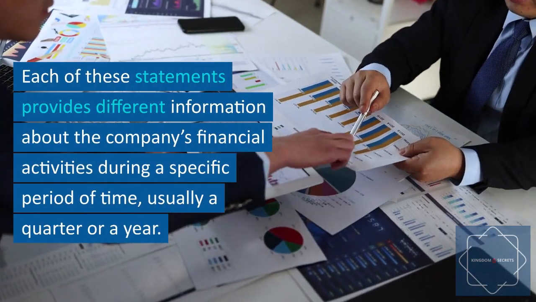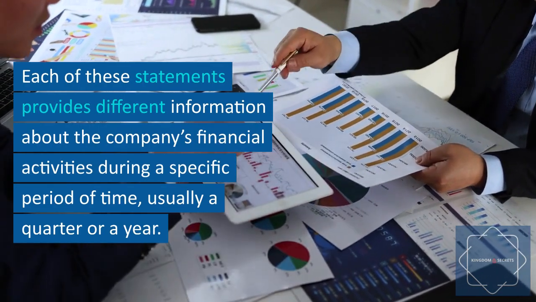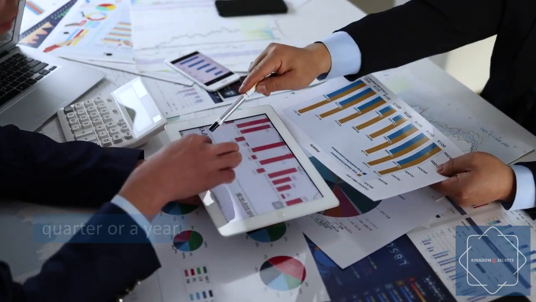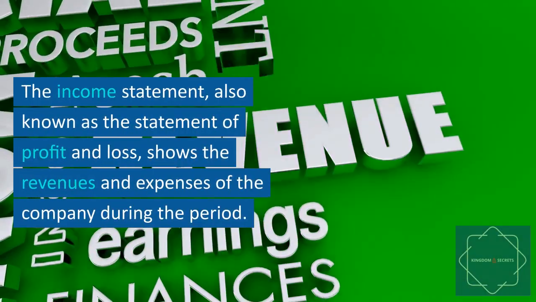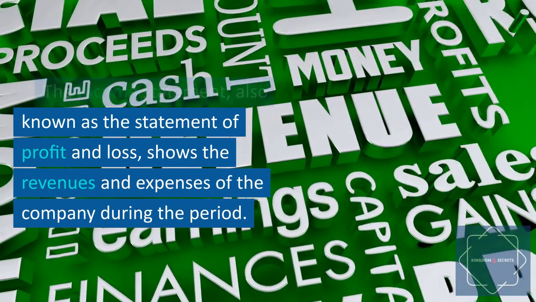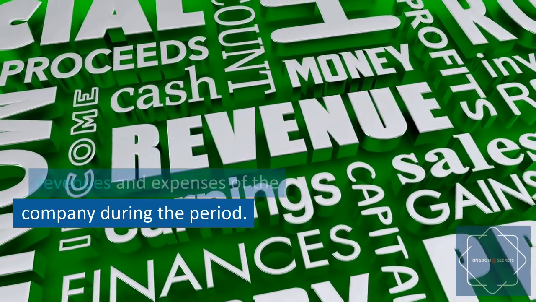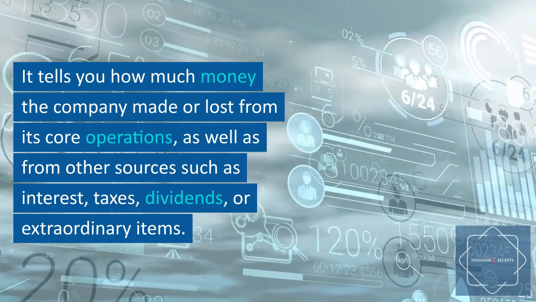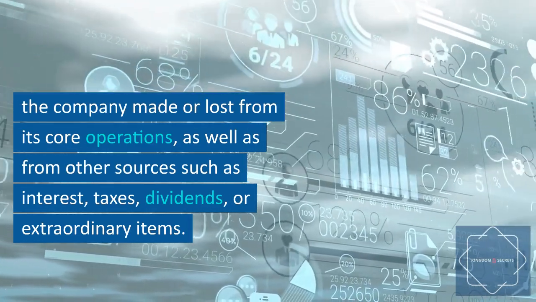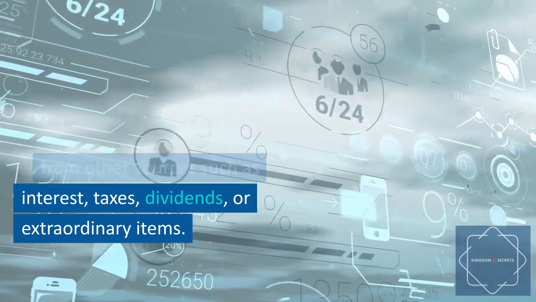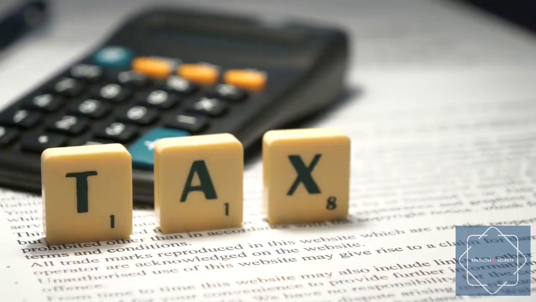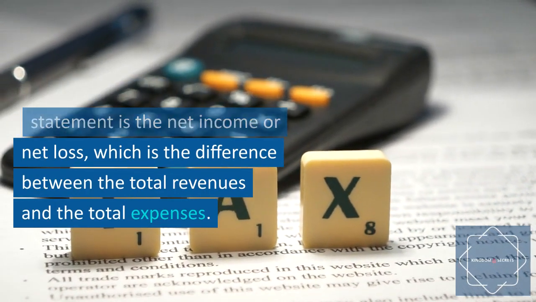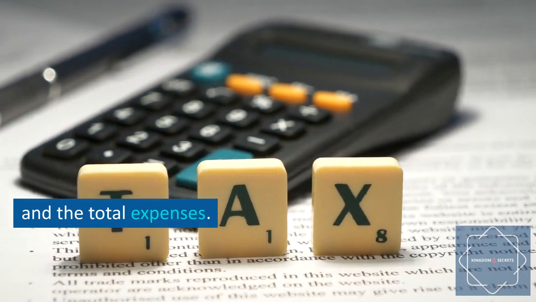Each of these statements provides different information about the company's financial activities during a specific period of time, usually a quarter or a year. The income statement, also known as the statement of profit and loss, shows the revenues and expenses of the company during the period. It tells you how much money the company made or lost from its core operations, as well as from other sources such as interest, taxes, dividends, or extraordinary items. The bottom line of the income statement is the net income or net loss, which is the difference between the total revenues and the total expenses.